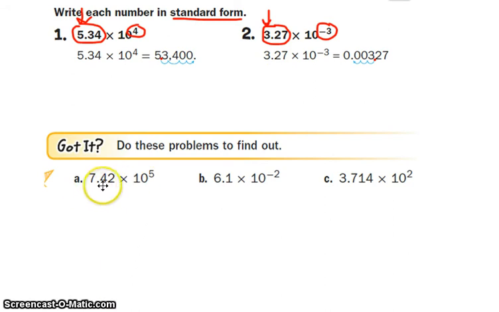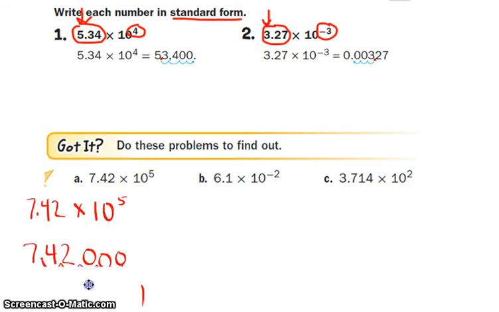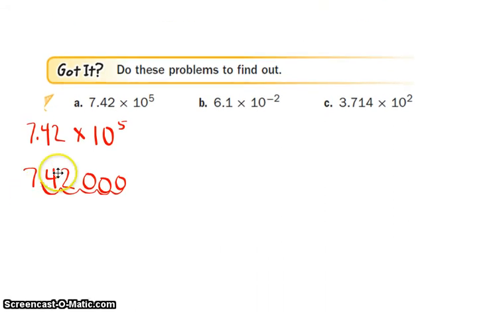We want to take 7.42 times 10 to the 5th. Now, since your exponent is 5, that means we're going to move our decimal point to the right 5 places. So our decimal point was right here. We're going to move it 5 places.